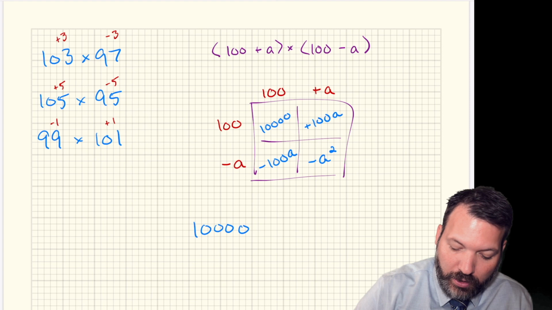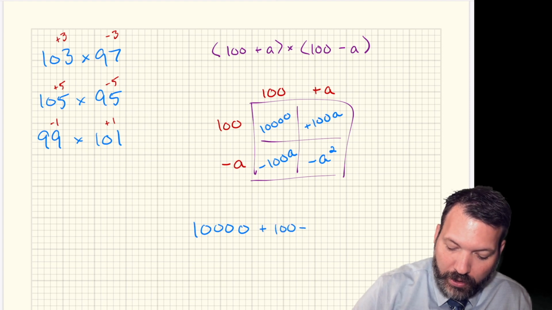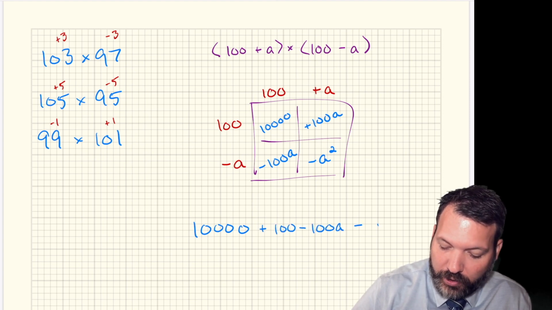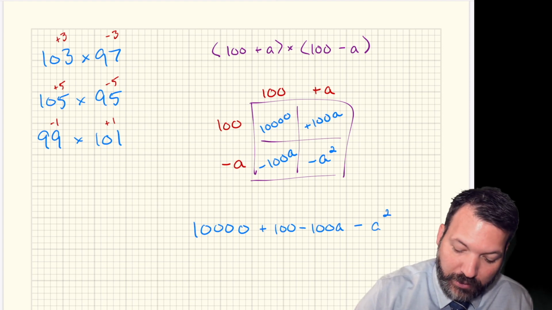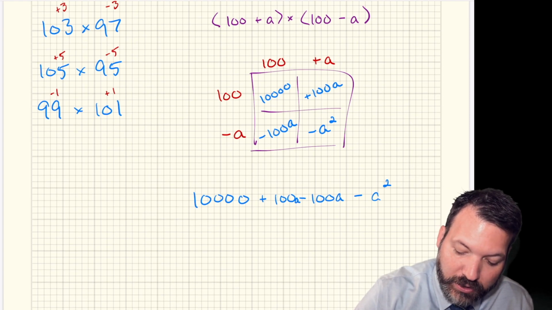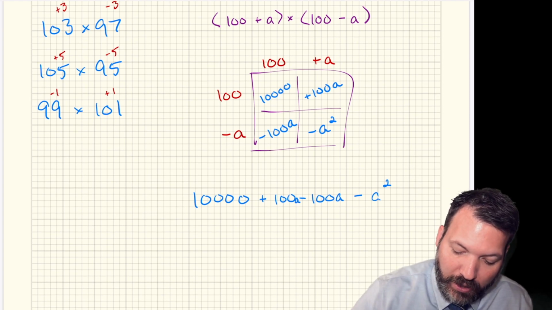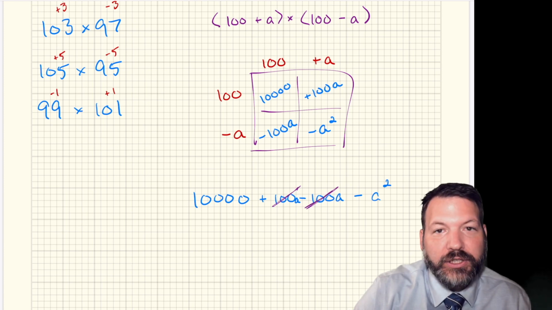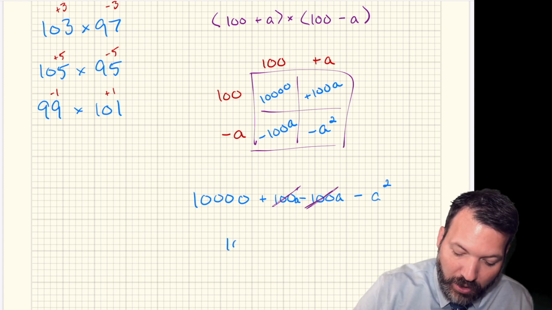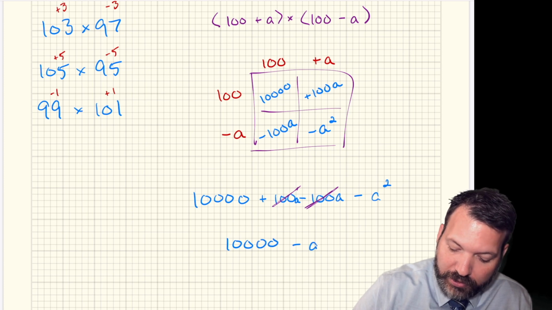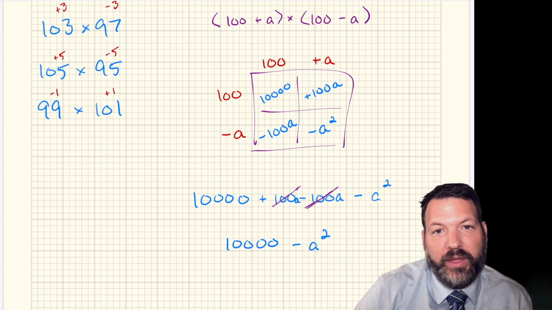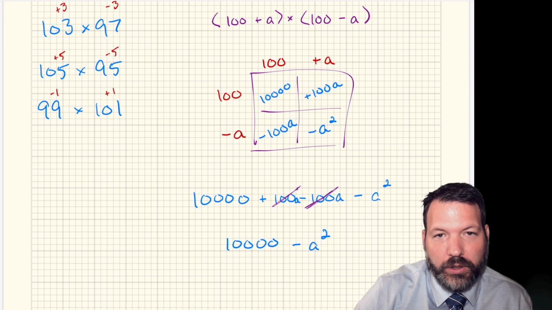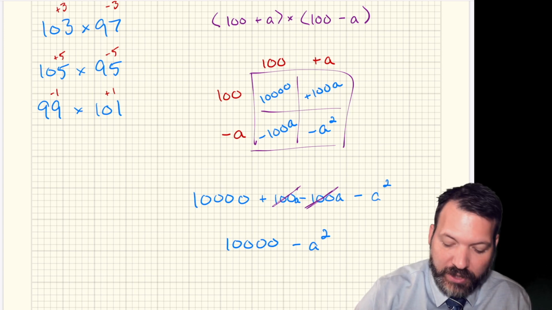Now, what we've done on other tricks is we've then written this out and tried to notice how the different terms correspond to the actual answer, to the actual product that we're interested in. In this case, you can see, oh, the positive 100a and the negative 100a actually completely cancel each other out. And so the only thing we're left with is the 10,000 and the minus a squared. So all we ever have to do to come up with the product of these numbers is think about how far away they are from 100. Again, that's what the a stands for. Square that, and then subtract that from 10,000.